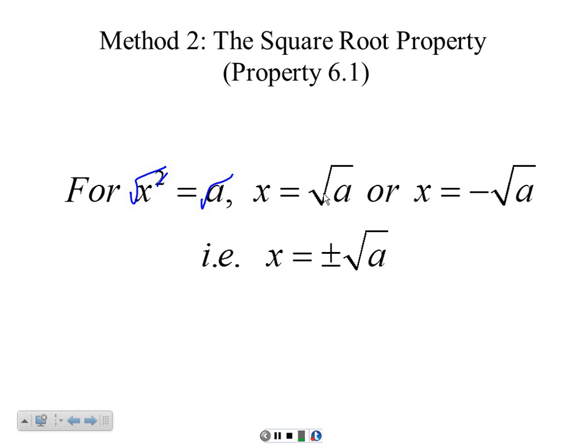So x is equal to the square root of a, or x is equal to the opposite of the square root of a. And so that's where your 2 answers are going to come from when you're using the square root property. Again, we use this in chapter 5, this plus or minus symbol. So remember, this plus and minus symbol means you can get the positive square root of a and the opposite, the negative of the square root of a.